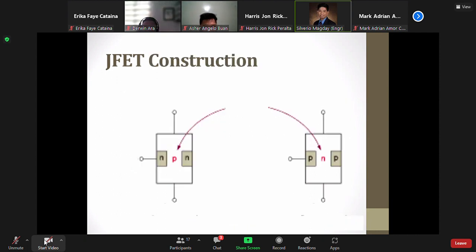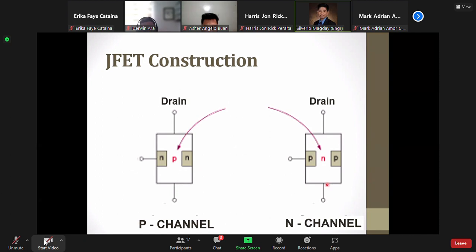So just like BJT, so pag sa NPN, yung tinatawag natin na P-channel. Kapag sa PNP, ito na yung tinatawag natin na N-channel. Kasi yung channel is made up of one type ng material, while yung gate naman is made up of the another.